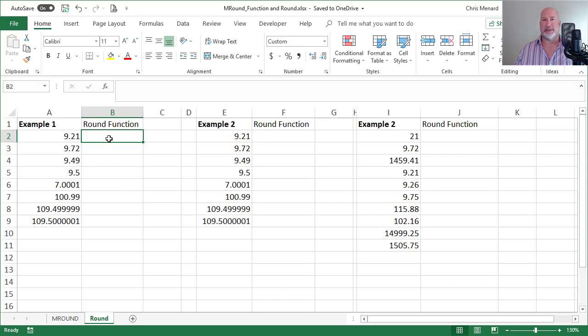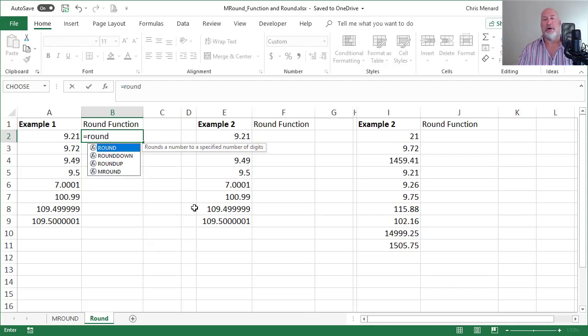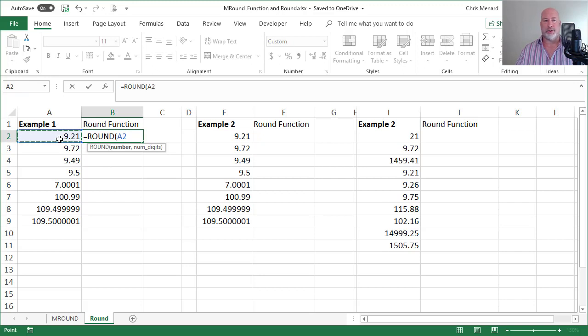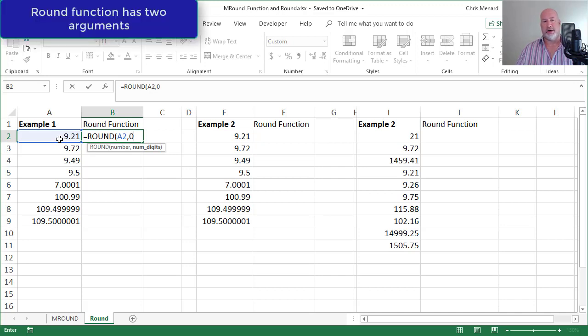So here is example one of the round function. Equals round. The round function has two arguments. The first one, what cell reference do you want to round? Comma. The next one is how many digits do you want to round it? So I want to round 9.21, zero decimal places. So that should stay as the number 9.00. The next one should go to the number 10. So let's see if this is correct.